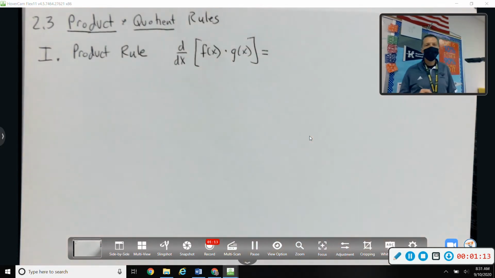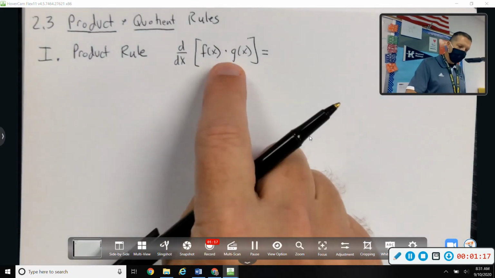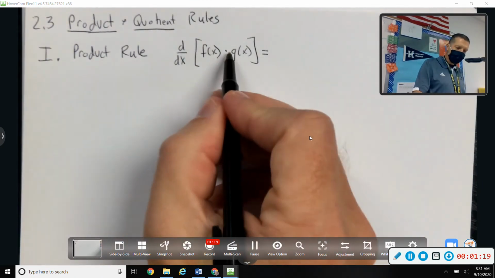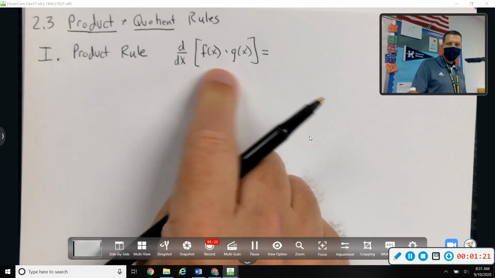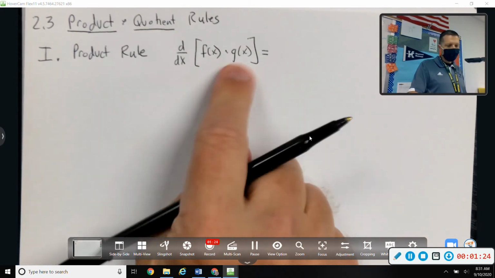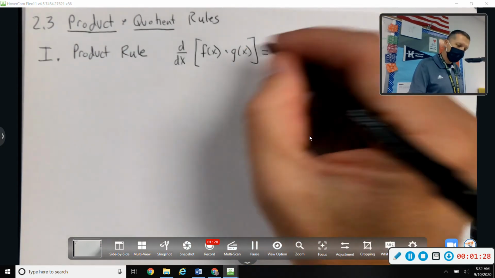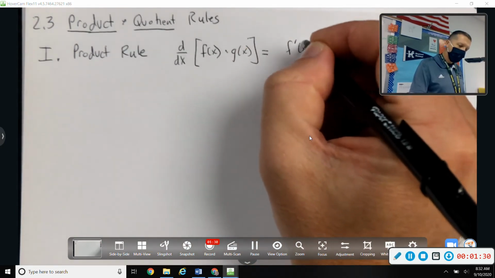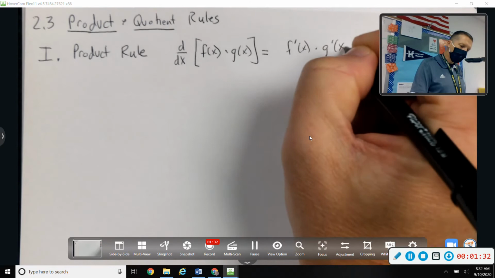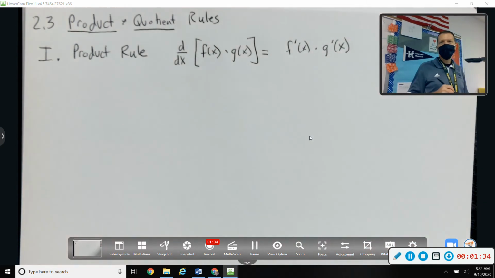So it would be nice if the derivative of a product, remember product means multiplication, we're multiplying, I'm taking the derivative of this product of functions. It would be really, really nice if I could just take the derivative of the two pieces and multiply them back together. Like that's how we'd think it would work.